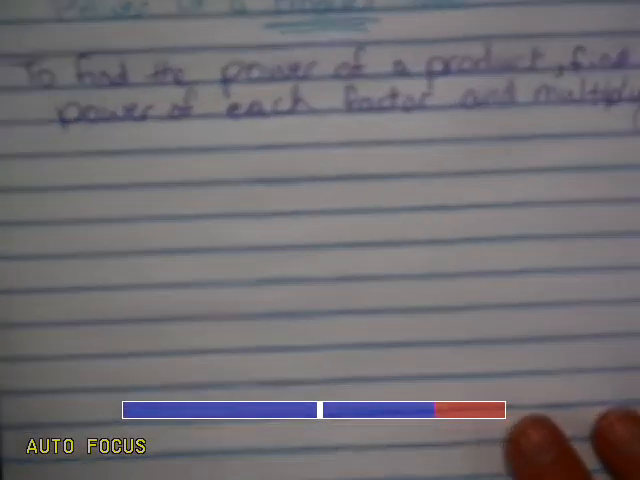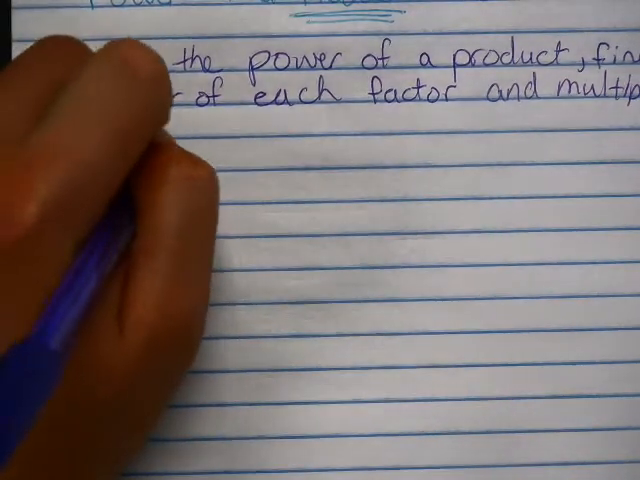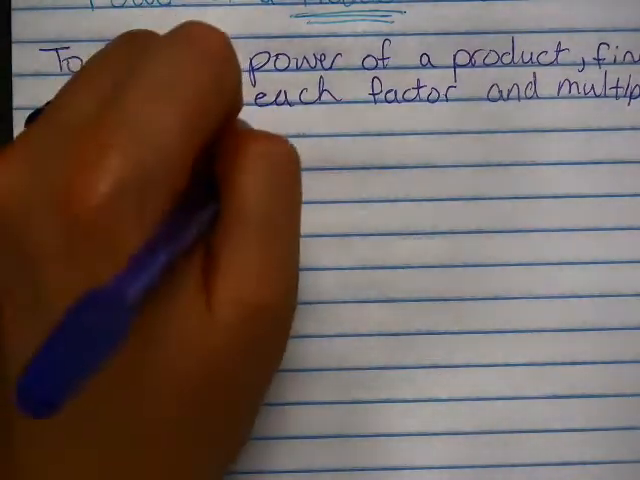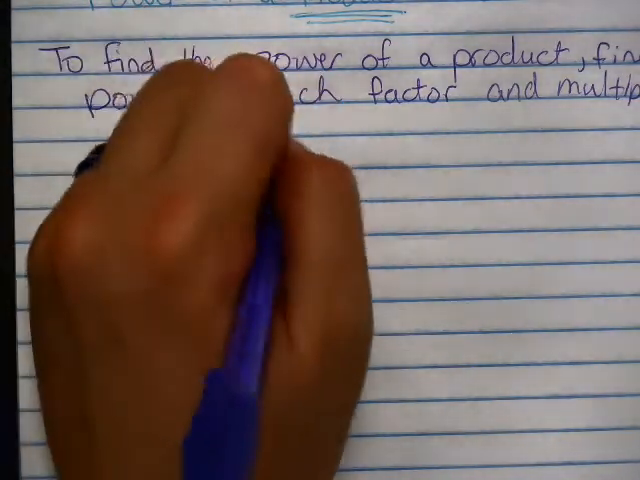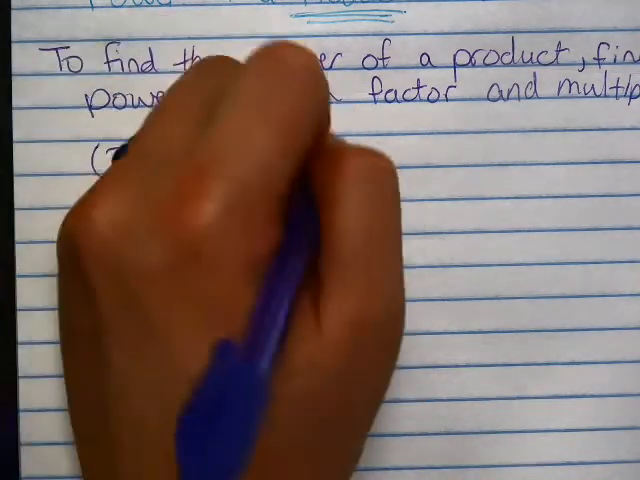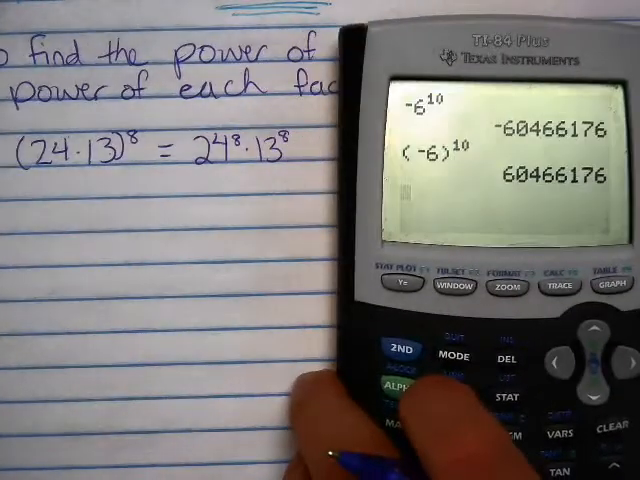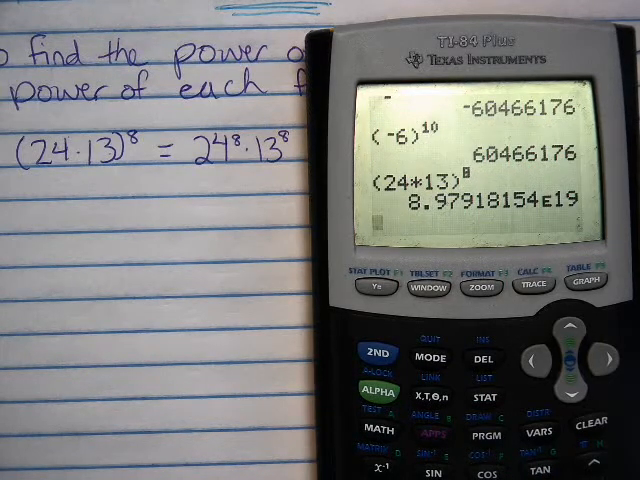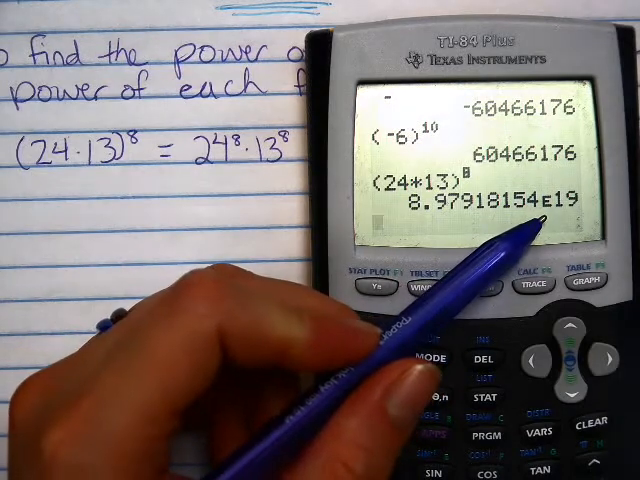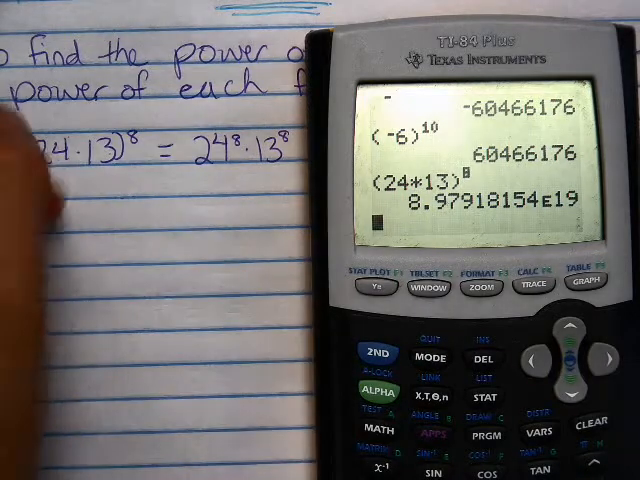So let's take a look and do some stuff with actual numbers. So I have (24 times 13) to the 8th, and I want to simplify this. So this is a power of 1, this is a power of 1. So I have 24 to the 8th times 13 to the 8th. And I'm just going to let you know these numbers are huge. So I have open parenthesis 24 times 13, to the 8th. Whoa, this E means times 10 to the 19th. So that's a really big number. I don't want to write it down, so I'm just going to write big number.